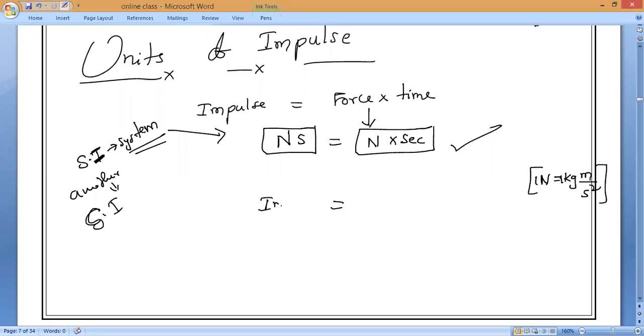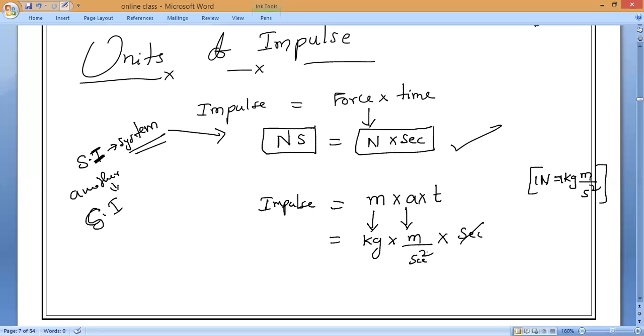What is another formula for impulse? Impulse, another formula, MAT. Yes or no? Now, what is the unit of mass? Kilogram. What is the unit of acceleration? Meter per second square. And what is the unit of time? Second. Yes or no, guys? So now, can I cancel 1 second and 1 second square? Everyone right or wrong?